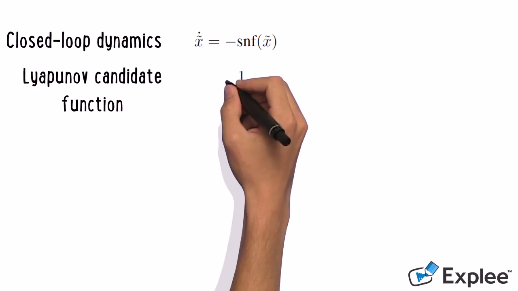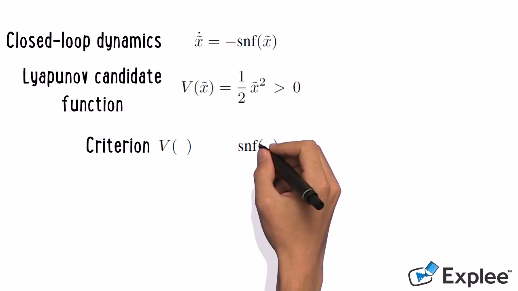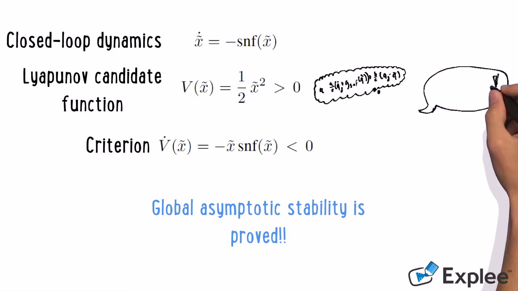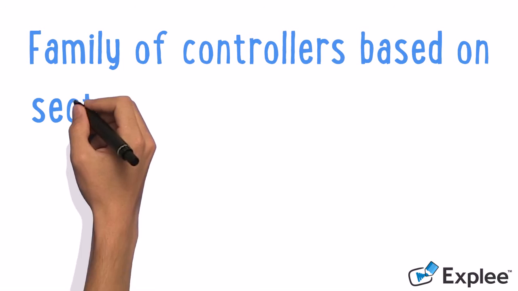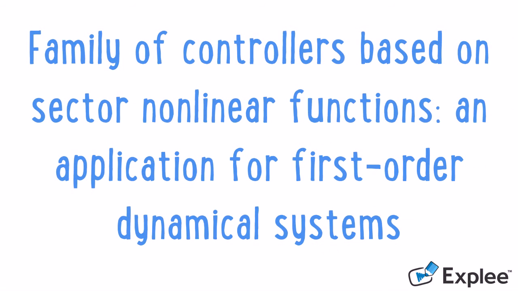It turns out that there is not just one controller. The solutions found by the GP constitute a family of nonlinear controllers that are globally and asymptotically stable for systems modeled as first-order dynamical systems. The analysis to find a large class of nonlinear controllers introduces our paper entitled Family of Controllers Based on Sector Nonlinear Functions, an application for first-order dynamical systems.